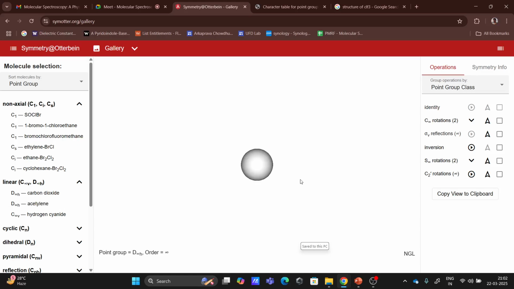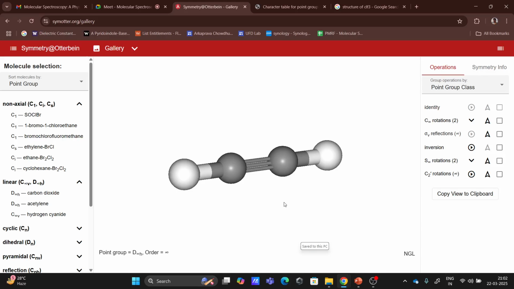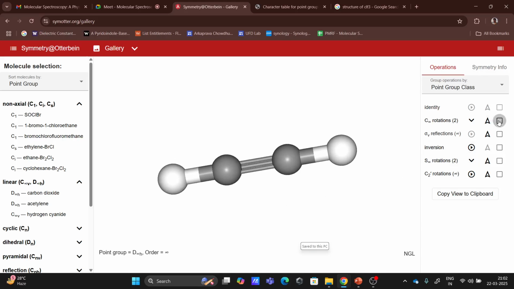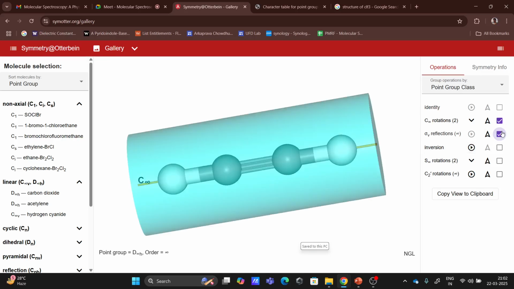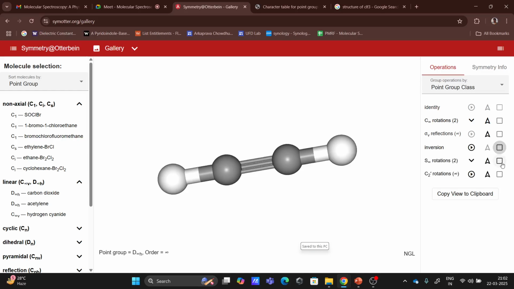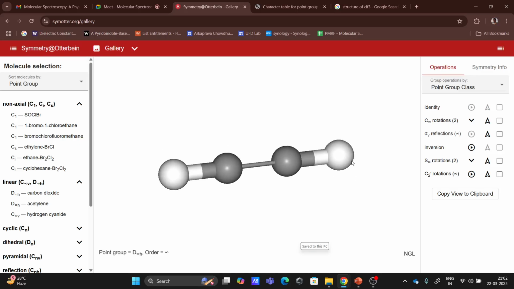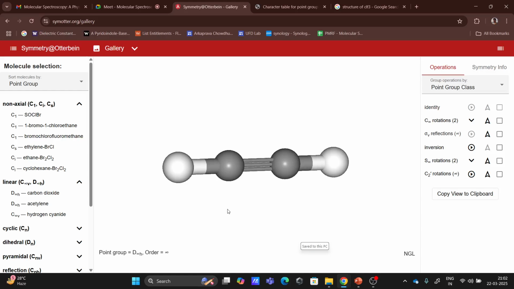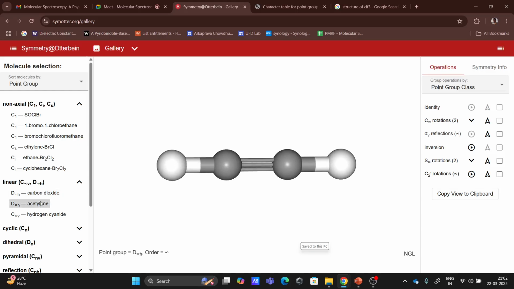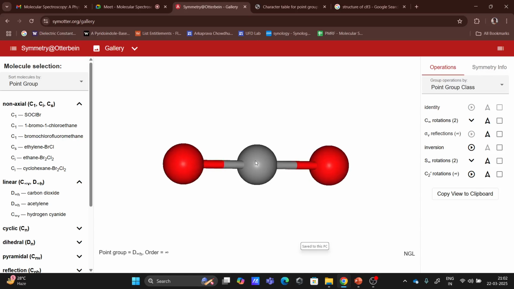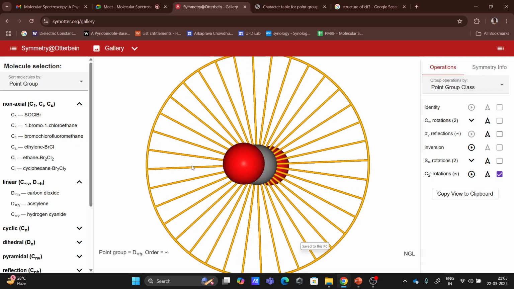What about acetylene? What is the difference in acetylene? Let us see: the C infinity is the same, sigma v is the same, inversion is there. You have the same thing. Then why is it D infinity h? Both carbon dioxide and acetylene are D infinity h, because of the infinite number of perpendicular C2 axes.